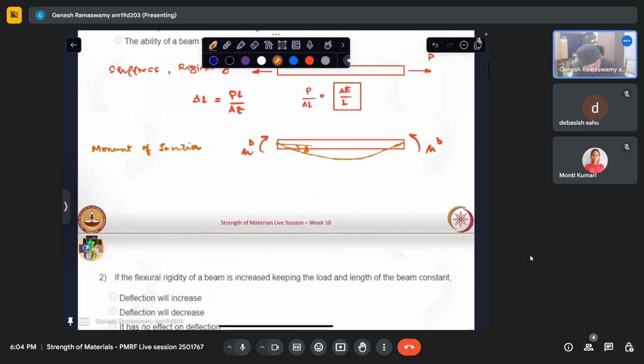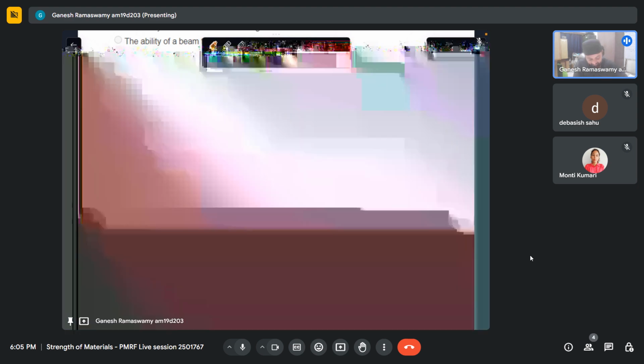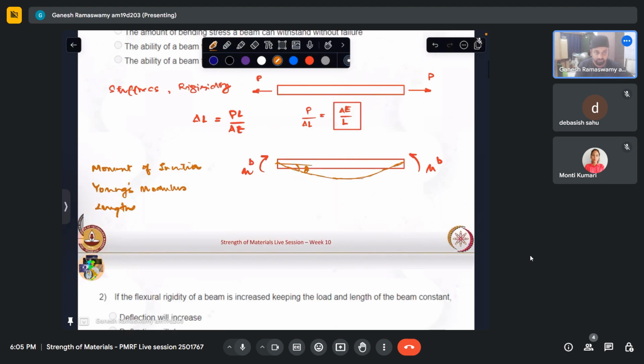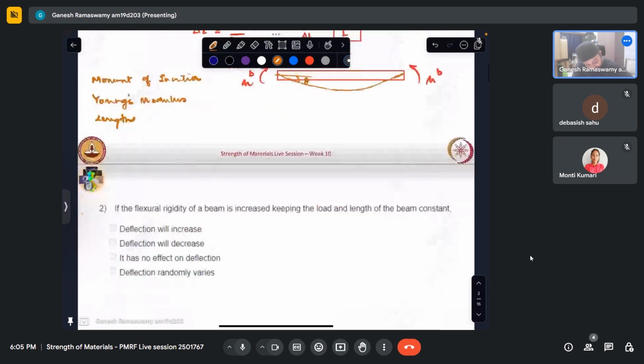Then we will have Young's modulus, which is where the material comes in. Then again the length will also come because it will be the bending stiffness. Now if we were to separate out the length from the bending stiffness, we will have the flexural rigidity. That is at a section, at a cut section.